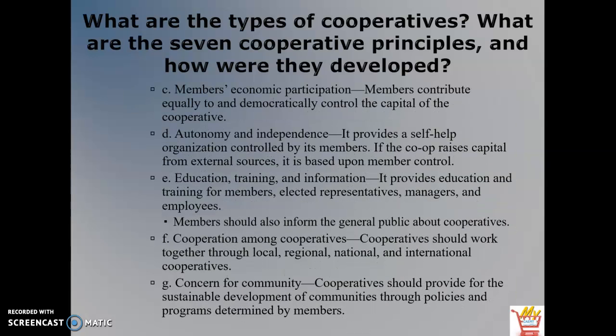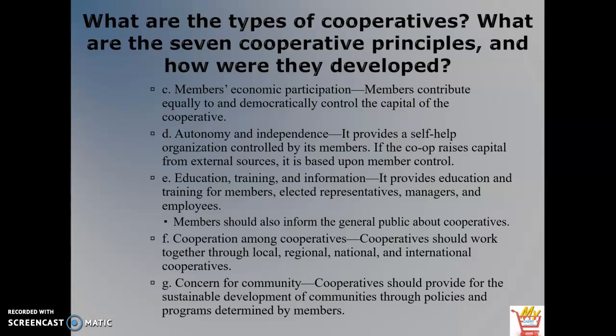The third was that members had the right to economic participation. So members contribute equally, and they all get to democratically control the capital of the cooperative. Basically, the members get to make the spending decisions for the cooperative, or at least have a role in making those decisions, even if it's just a vote.